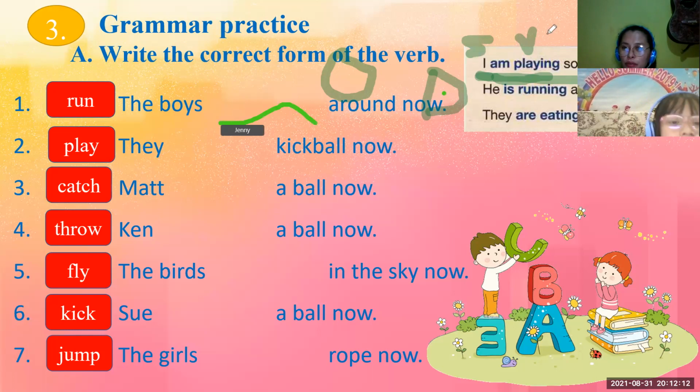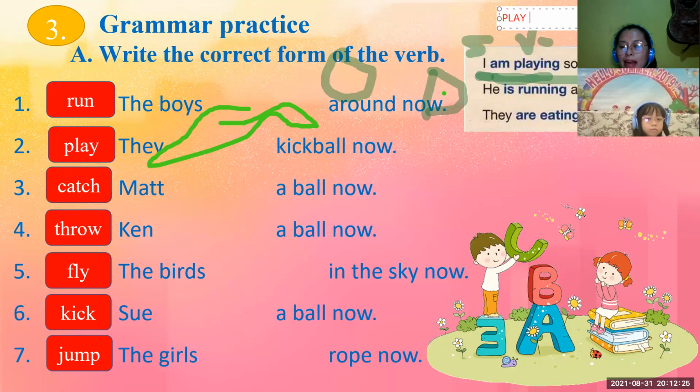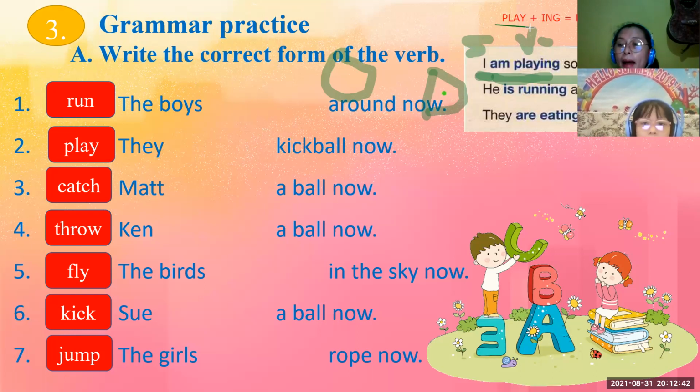Okay, so actually the original verb there is play. Can you see here? Play. But if we add play plus ing, it will become playing. Teacher, do you see my annotation? Yeah, I can see it. Okay. Play plus ing is playing. Do you see that? Playing soccer. I am playing soccer now. So we just add ing to the verb.